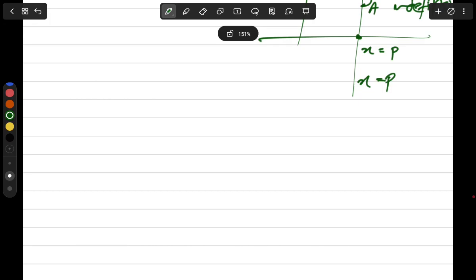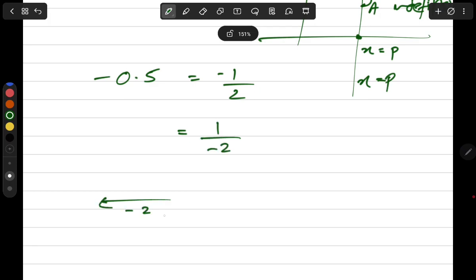What if you have a negative denominator, right? So just like we did earlier, if you have negative 0.5, that means it is negative 1 upon 2. So you can also rewrite it as 1 upon negative 2. So now this means that it is moving minus 2 units to the left and then 1 unit up, right? So you're moving from here to here, okay?